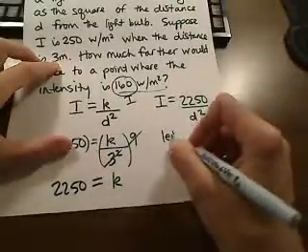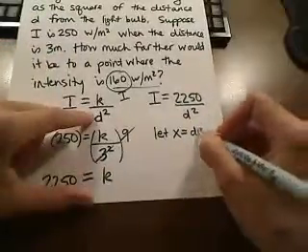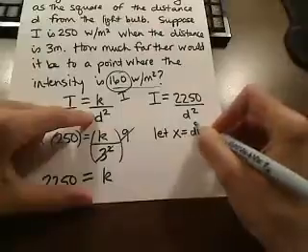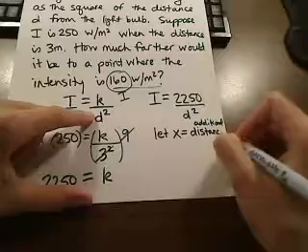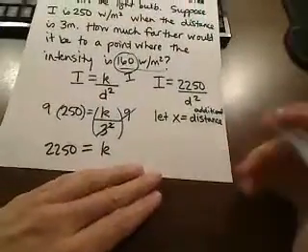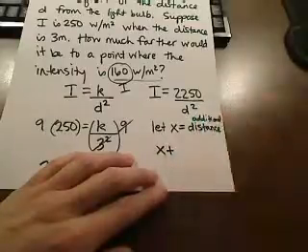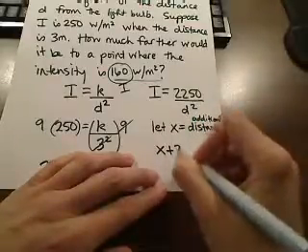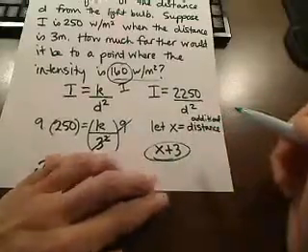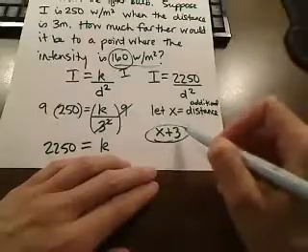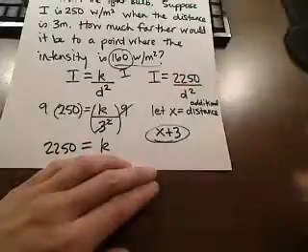So what I'm going to do here is let x be the additional distance that we're trying to find here. Okay, and so the additional distance, if I take that and add 3, this now represents the total distance. And so we're going to plug that in for our d here when we plug the 160 in for the I.